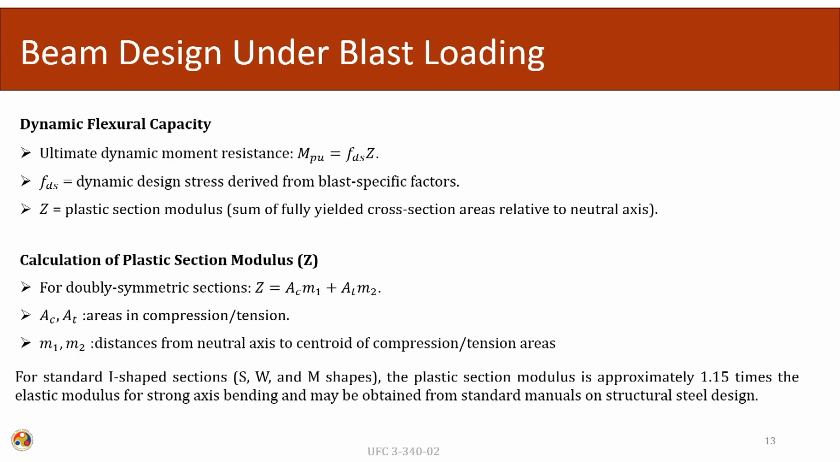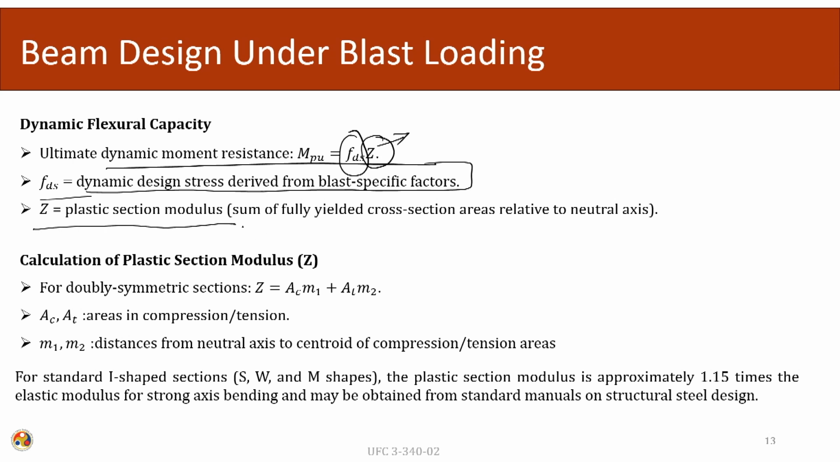So, beam design under blast loading. The ultimate dynamic moment resistance is given by the increase in the stresses due to the strain rate effect times the sectional capacity. FDS is the dynamic design stress derived from the blast specific factors, and Z is the plastic section modulus. This is nothing but the sum of the fully yielded cross section area relative to the neutral axis.